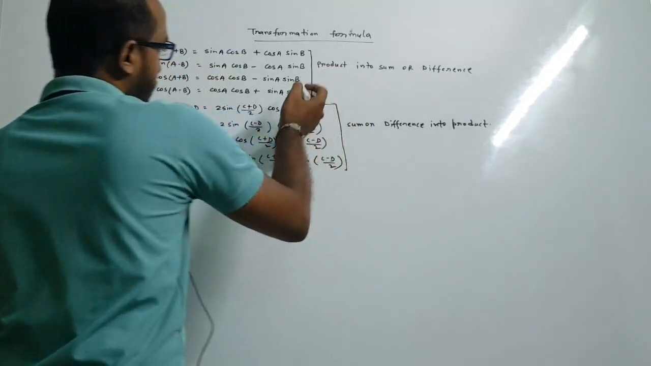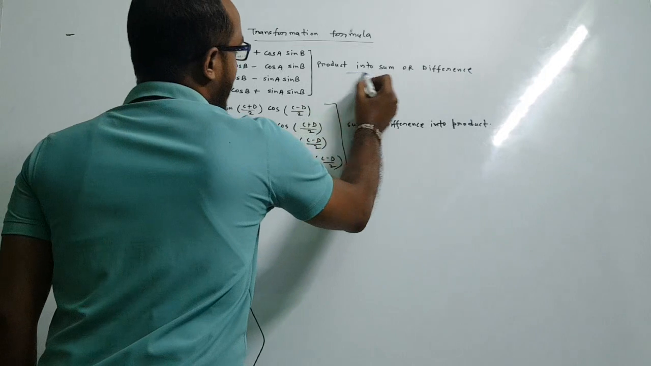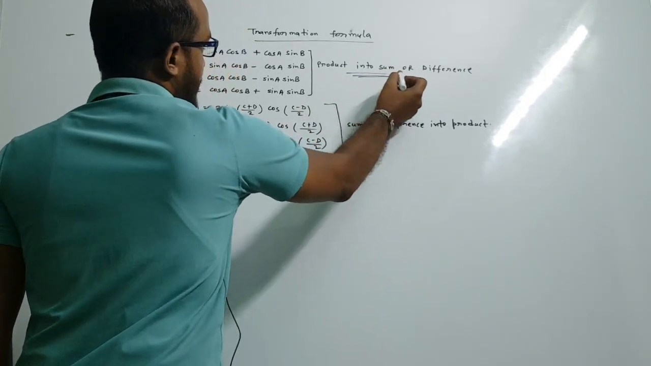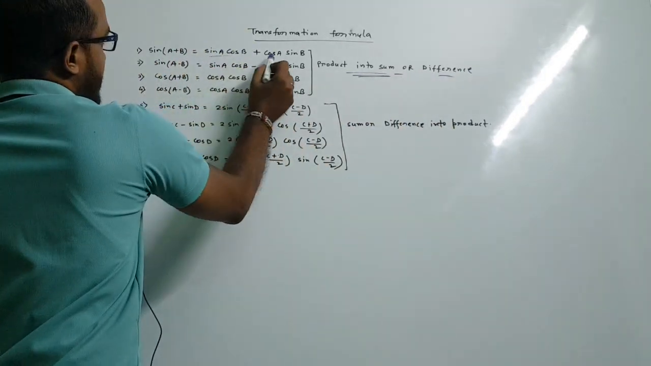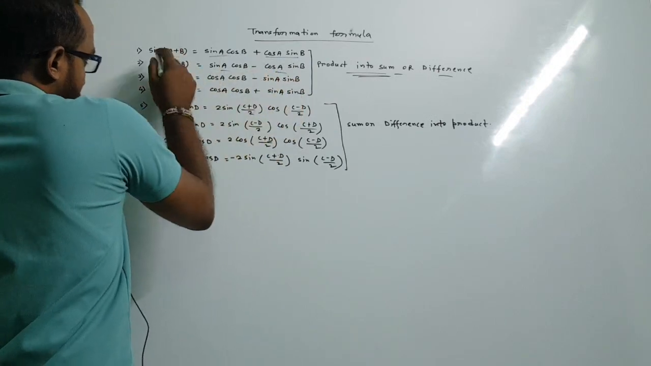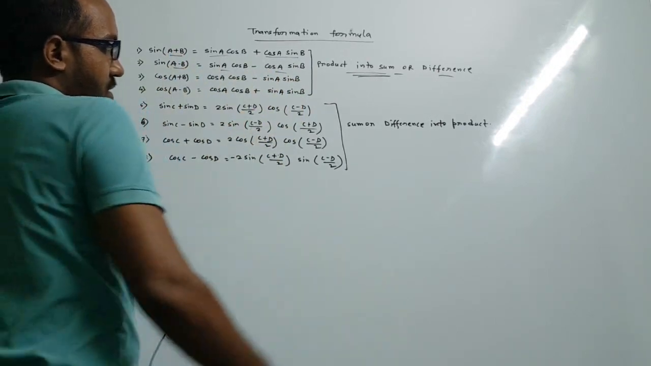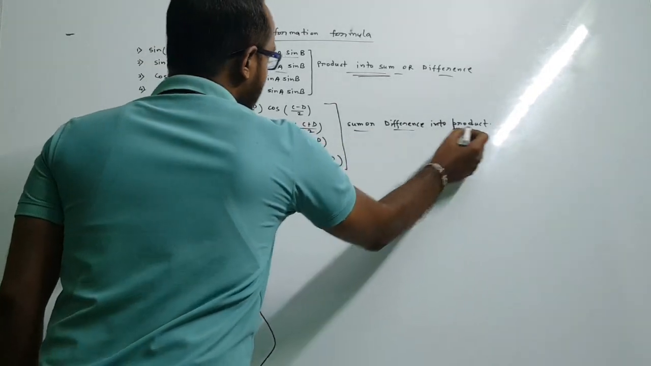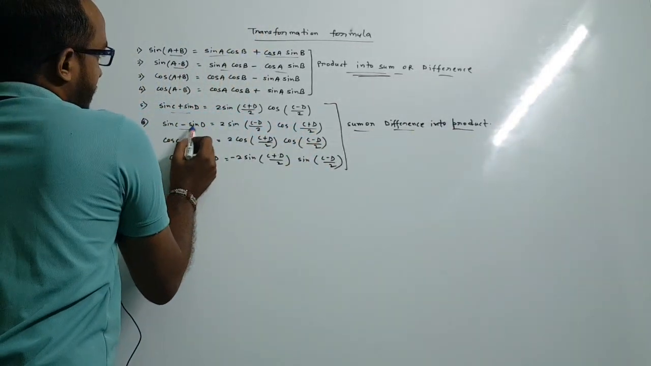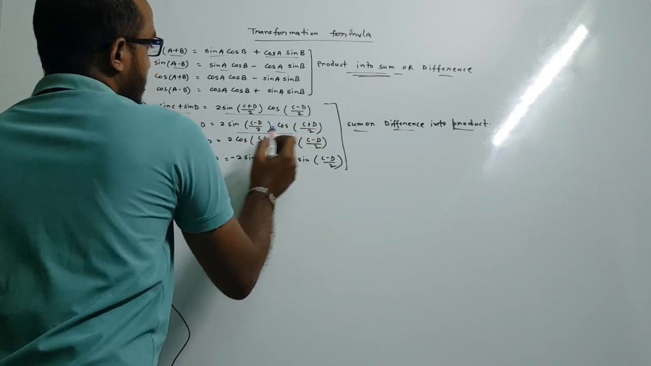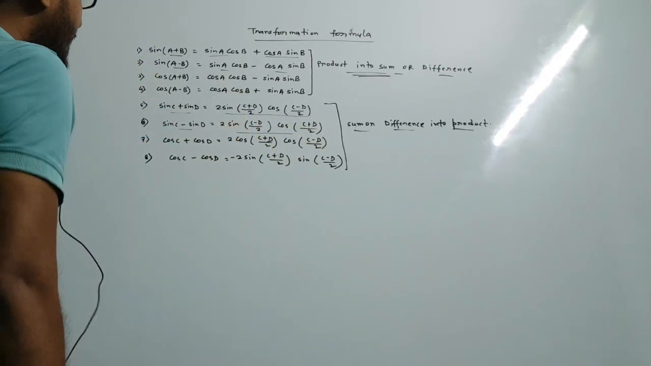See, there are 4 formulas each for product into sum or difference. See, these are product into sum or difference, and the next 4 formulas will be for sum or difference into product. So these things will be very useful.